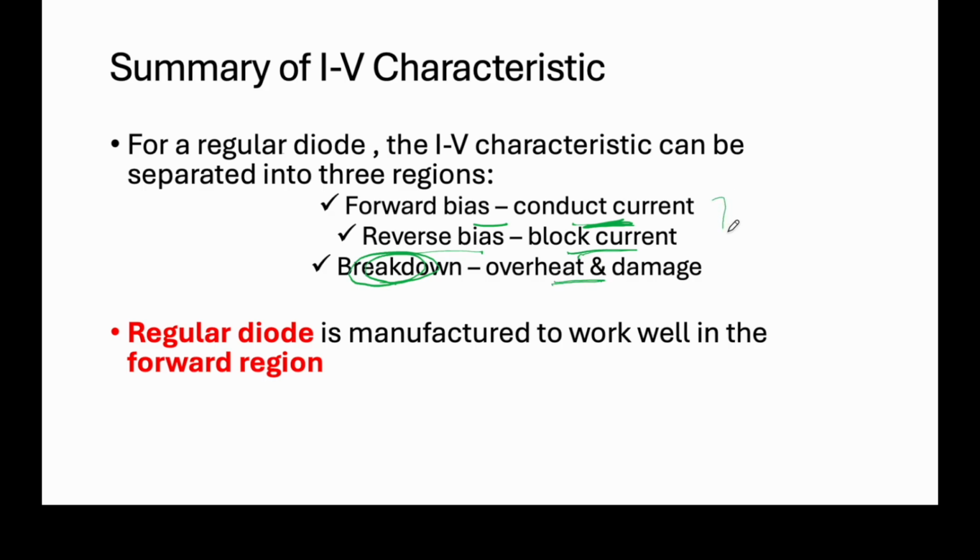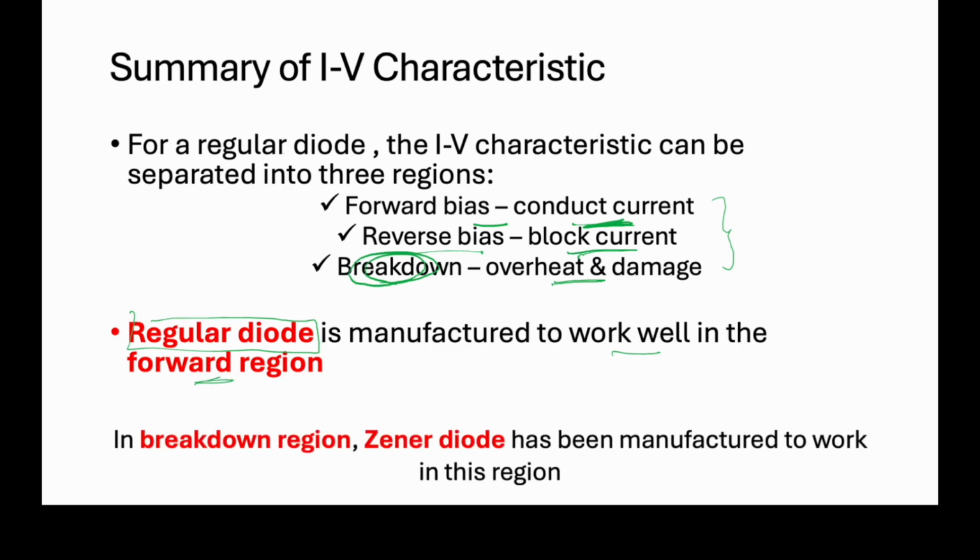So all of this is only true for the regular diode that has been manufactured to work only in the forward region. However, there is another special diode that is specially designed to work only in the breakdown region. This diode is known as a Zener diode. Okay, it's known as a Zener diode.